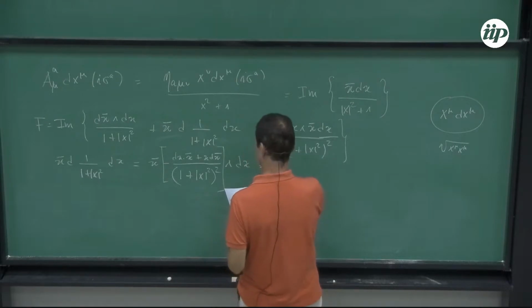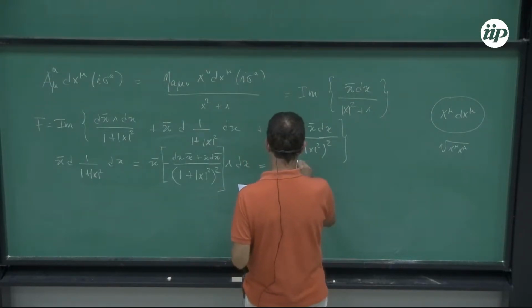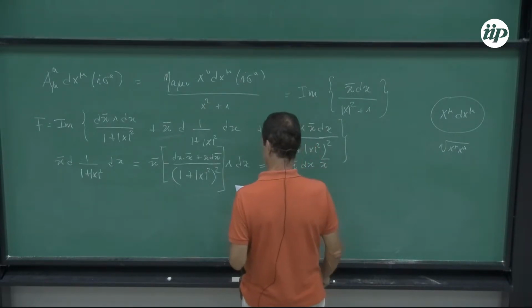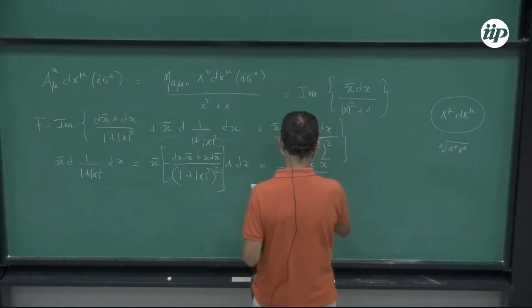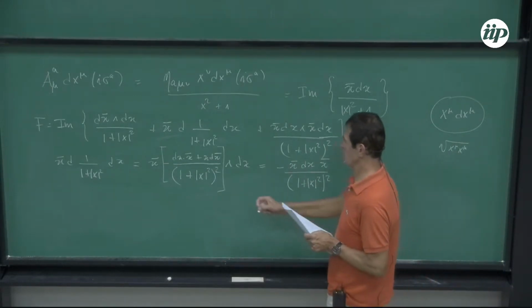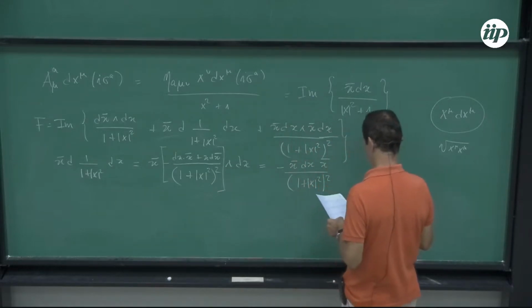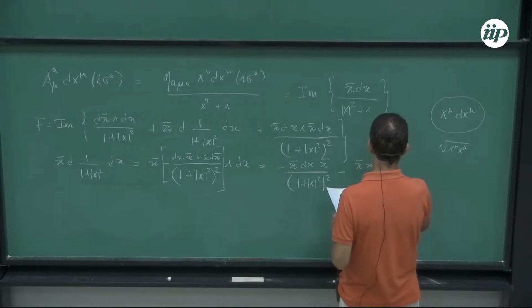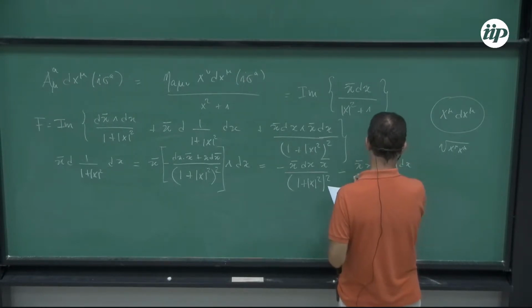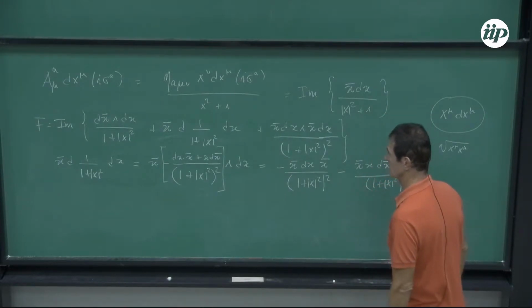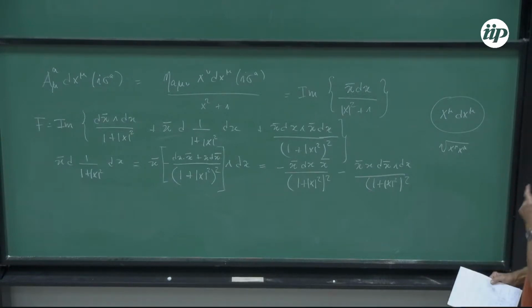Okay, now this is simple, it becomes minus x bar dx times x bar, 1 plus x squared, squared. And this one is just x bar x, so it's minus x bar x dx bar wedge dx, 1 plus modulus squared. Okay, so this is it.